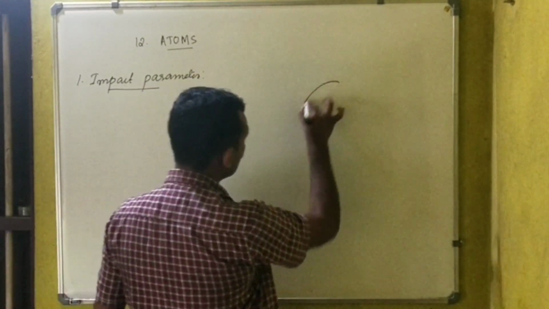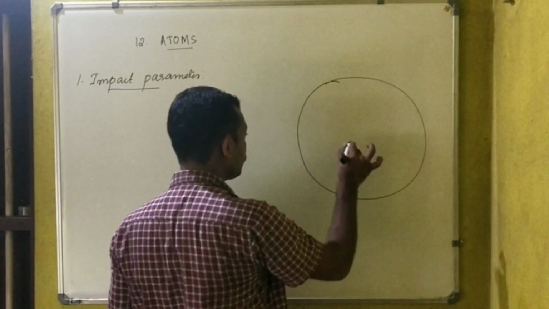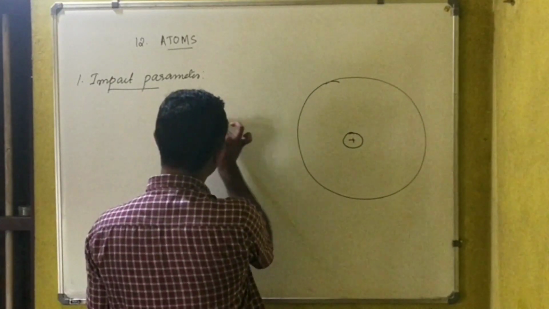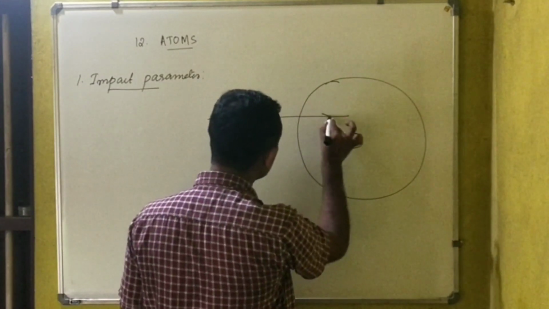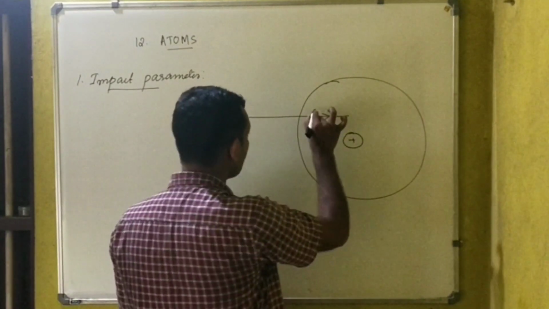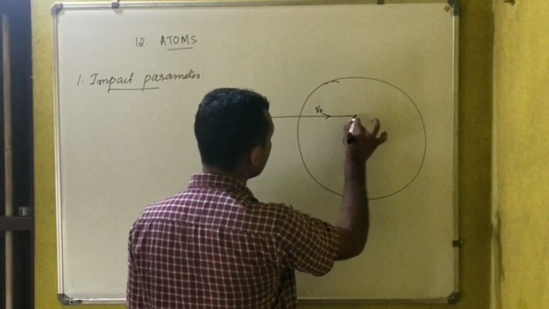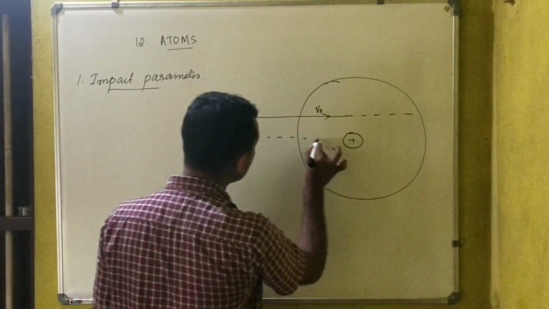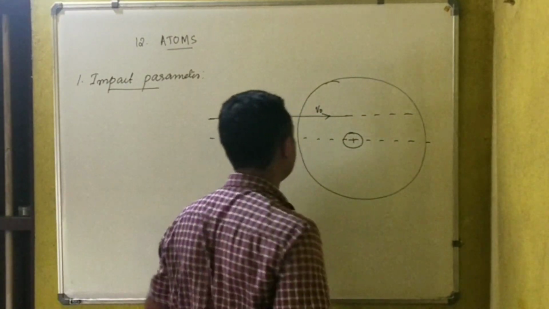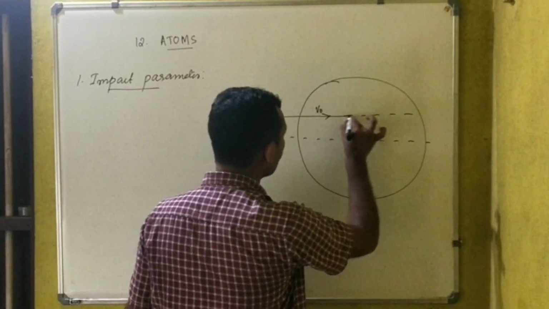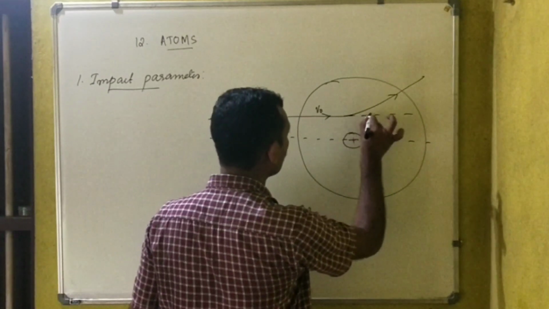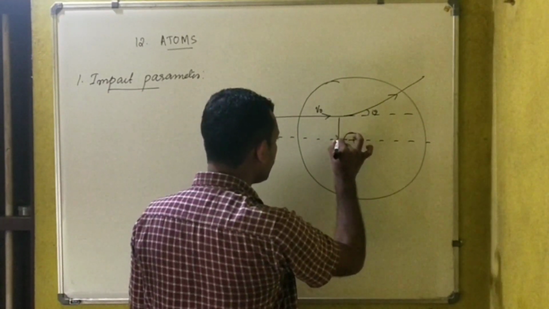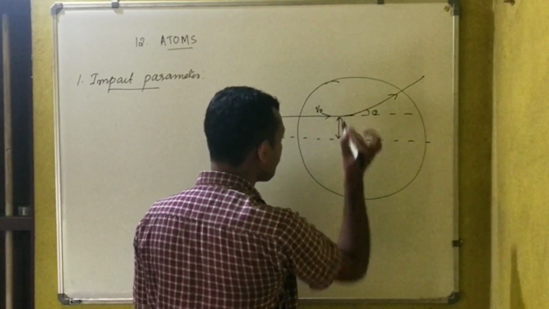Let us explain this. Consider a situation. This is a nucleus. Now this is the initial velocity vector of the alpha particle, the initial velocity V0. Now this is the line passing through the center of the nucleus. Now it will undergo scattering, and this angle of scattering is theta. Now this distance is b.